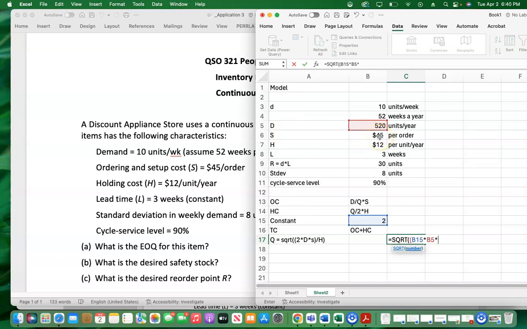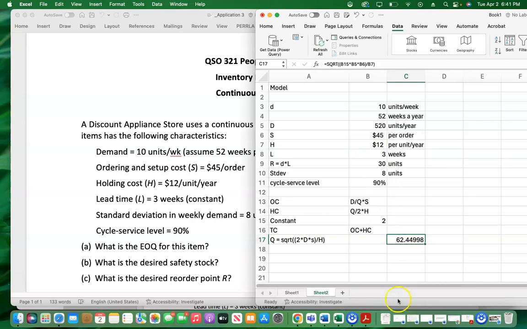And so I'm going to click this, and then I'll close the bracket, and then that will be divided by the holding cost per unit per year. So this one, and then I will close the bracket. And so once you have done this, then you can enter, and you can see that we have this quantity.